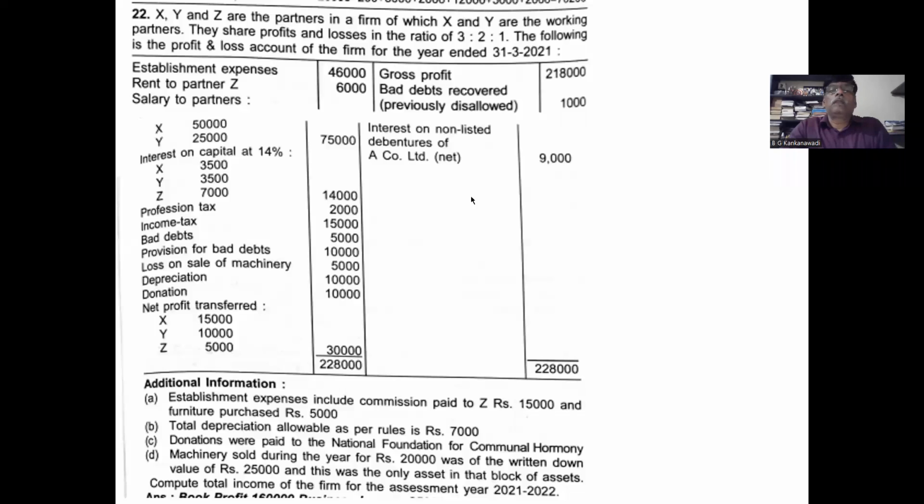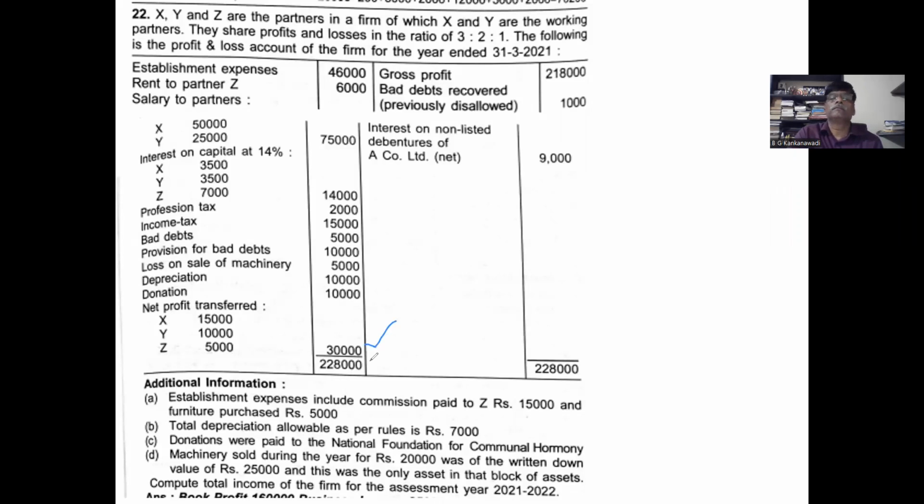X and Y are working partners. Then Z is non-working partner. Okay. P&L account is here. In this P&L account, the first point is you take net profit as per P&L account. Your P&L account net profit is 30,000.